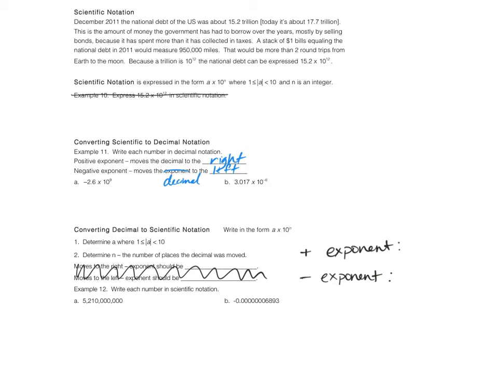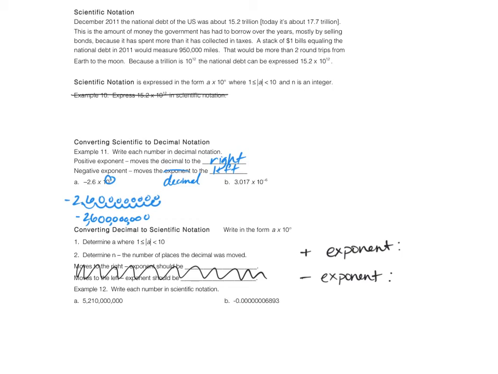For A, this is a positive exponent, so we're going to move to the right, and we're going to move 9 spaces. So the negative 2.6 stays the same, but then I go 1, 2, 3, 4, 5, 6, 7, 8, 9, and then I fill in each of those with a 0, and then the decimal goes away. So I am left with a 2, a 6, and then 8 zeros, and this is usually helpful if you put the commas in every third, like that.